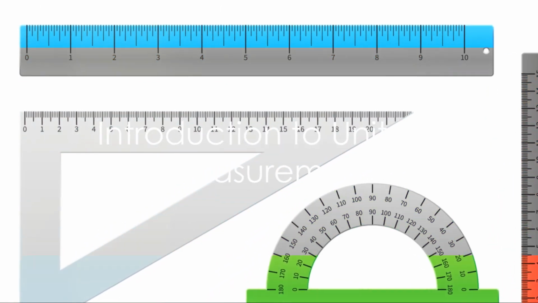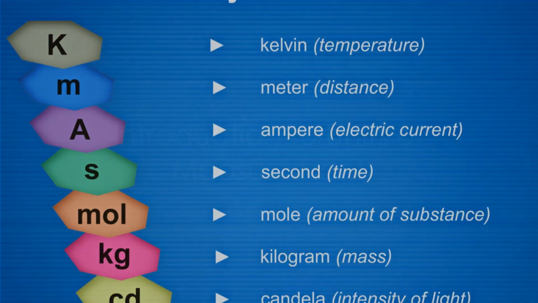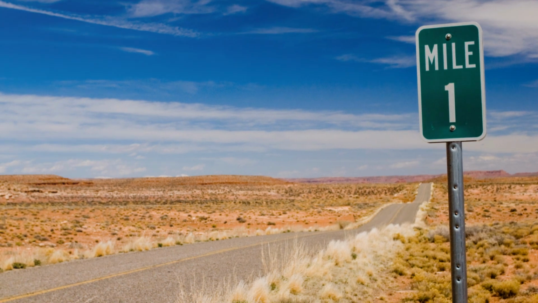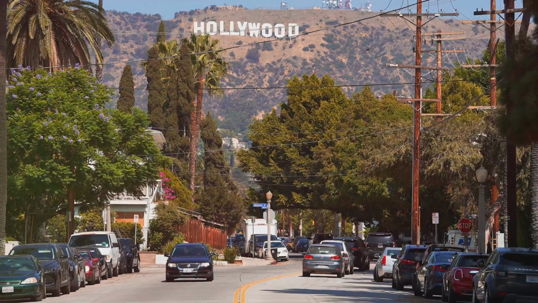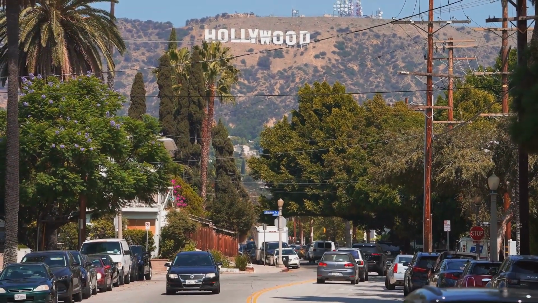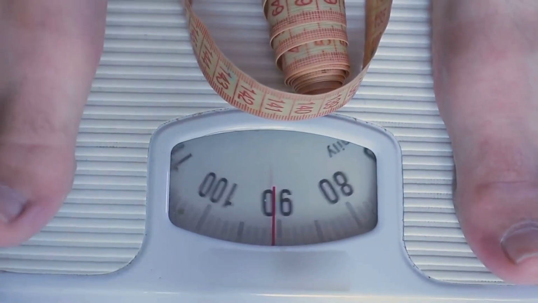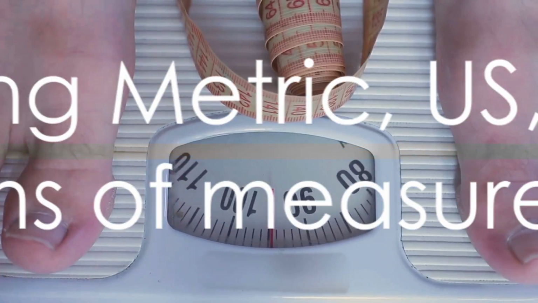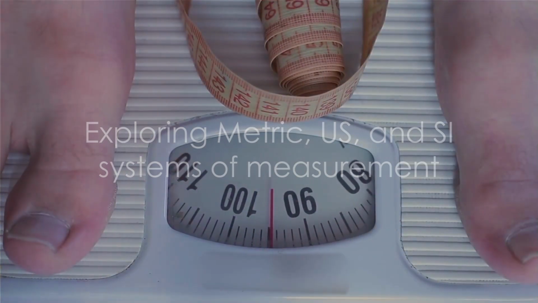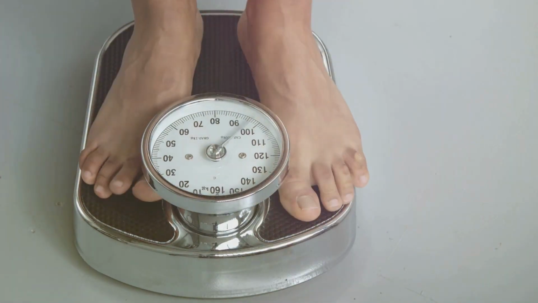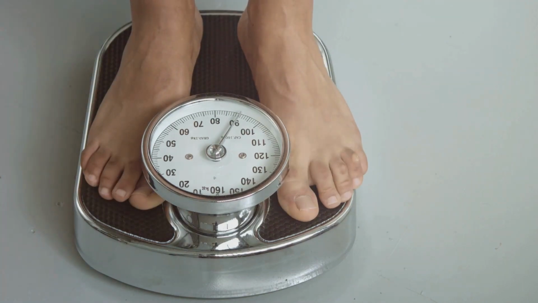Have you ever wondered why we have different units of measurement? Why, for instance, a mile is used in the United States, but kilometers are preferred elsewhere? Or why a pound is not the same as a kilogram? Today, we're going to unravel the enigma of units of measurement, diving into the complexities of the metric, US, and SI systems.